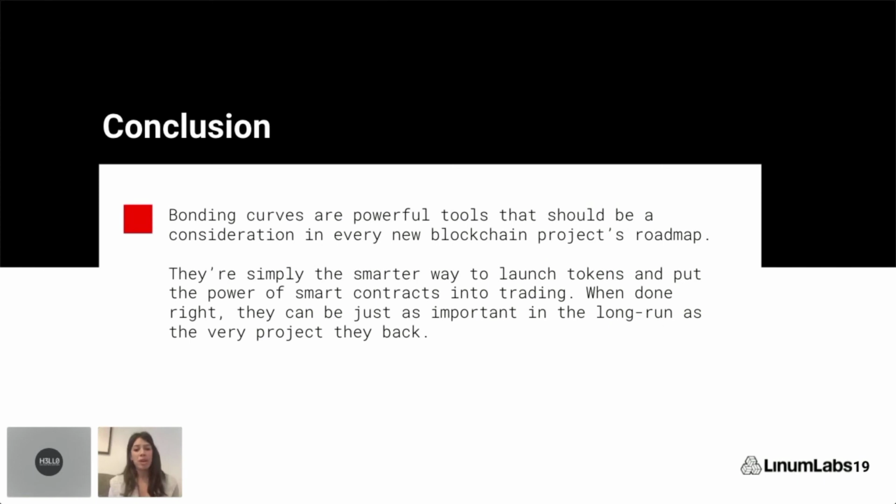But it's something we've really focused on here at Linum Labs. We've built quite a few of them for our clients. We dive in depth with what they need, the project, the amount of funding they're trying to raise.